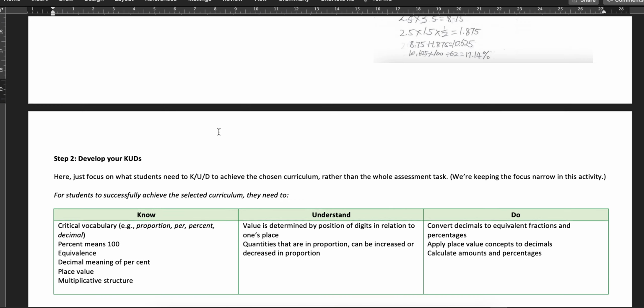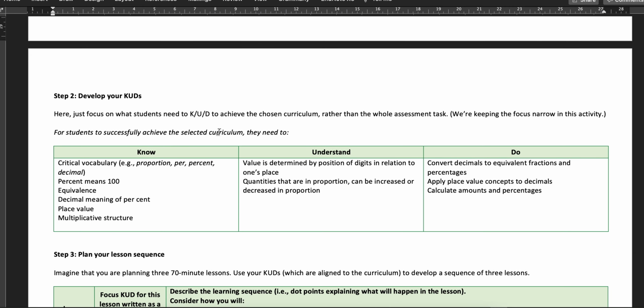So my next step is to develop some CUDs. So things that students need to know, understand, and to be able to do to meet that particular curriculum descriptor. You can imagine if I'm teaching students about calculating percentages, they'd need to know some vocabulary, things around proportion, percent, decimal, place value. They'd have some understandings, for example, that quantities that are in proportion can be increased or decreased in proportion. And some skills, things that they'd need to be able to do, for example, converting decimals to fractions and percentages. You can do the same thing with your context around money and financial literacy.